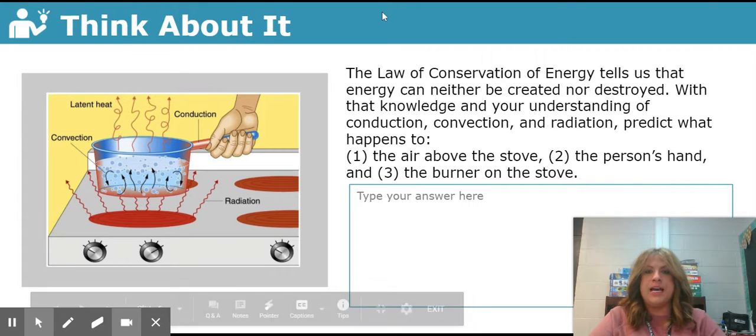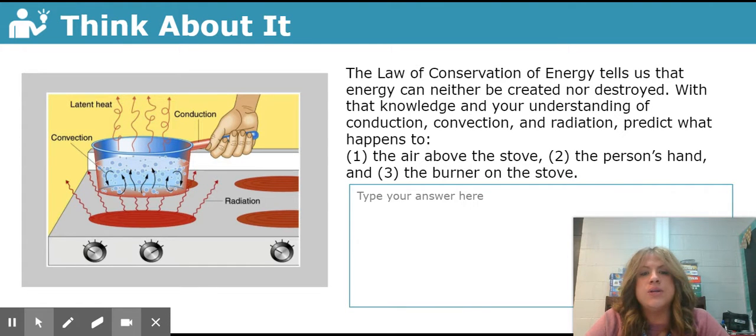So here's that picture again. Learn about the law of conservation of energy. That energy cannot be created nor destroyed, only transferred from one type of energy to another. So, like it says here, the law of conservation of energy tells us that energy can neither be created nor destroyed. With that knowledge and your understanding now of conduction, convection, and radiation, I want you to predict what happens to the air above a stove.